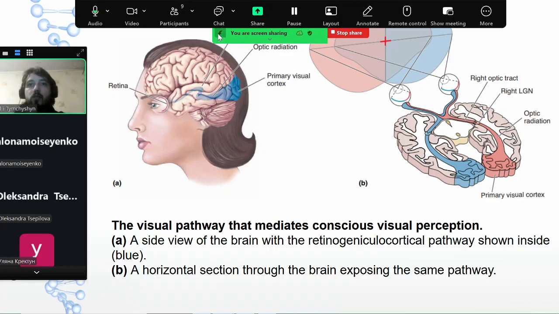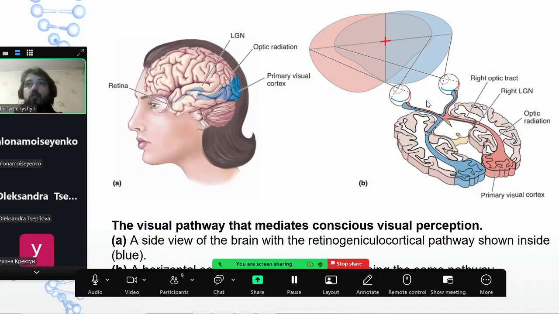And here is a horizontal slice that shows this pathway. So here you see the retina, here you see the chiasm. Here information from the right field of view is transferred to the left, and information from the left field of view is transferred to the right. Here you might see the LGN, so these are the lateral geniculate nuclei, the left one and the right one, and these are optic tracts.